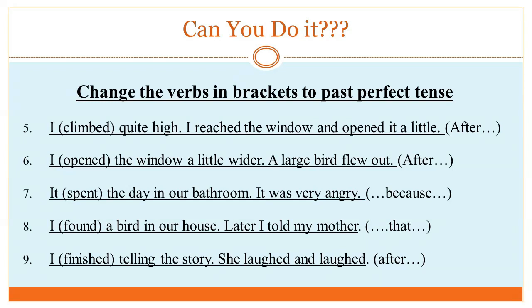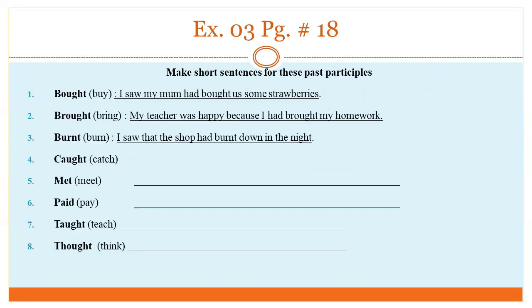Now let's move to exercise number 3. That is also on page number 18. We are given 8 verbs that are the past participle forms of verbs. We have to make sentences for these past participles. I have also given the first form of verbs for you to make it easy to understand.